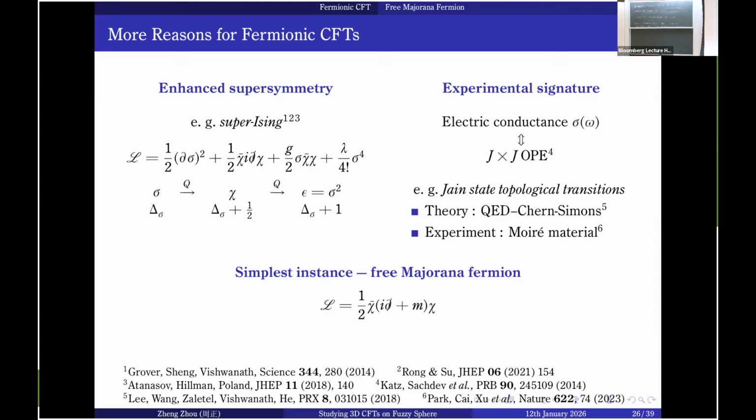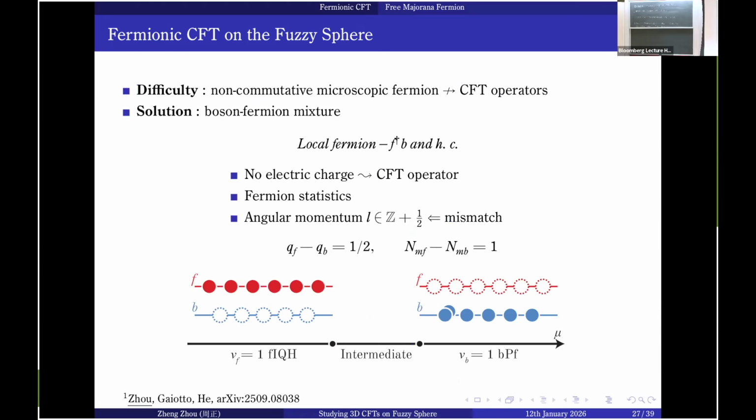But before all these, let us try to realize the simplest instance, the free Majorana fermion. It is actually difficult to realize a CFT that contains fermionic local operators on the fuzzy sphere. The difficulty is that the microscopic fermions experience strong non-commutativity, and they cannot flow to CFT operators in the infrared. So our solution is to use a boson-fermion mixture.